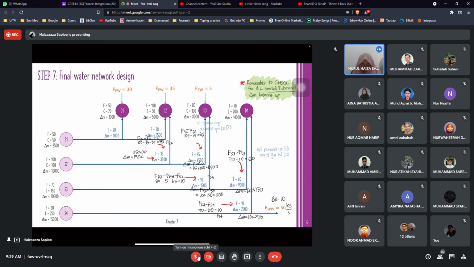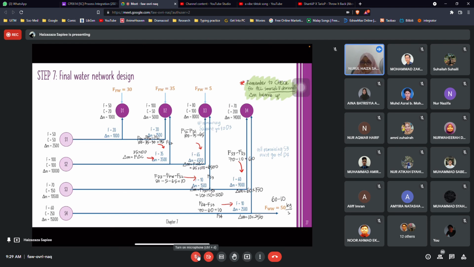And then again, the remaining of the S3 you would put into your D4. And lastly, your S4 will go to D4. So basically it's just a lot of calculation. But if you understand the concept, it should be fairly straightforward. So you always have to check back whether our source and demand delta M balance up.